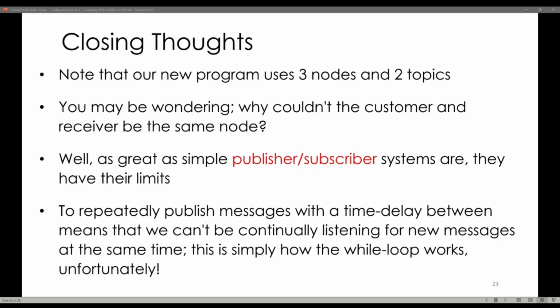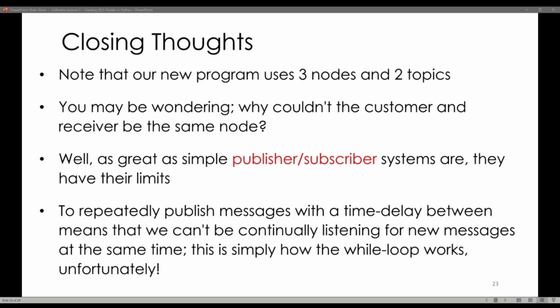Now, note that our new program uses 3 nodes and 2 topics. You may be wondering, it would make a lot more sense to just have the customer and receiver be the same node, right? I mean, the customer is the one making the orders after all, so surely they'd be the one that wants to receive the squared numbers. It just seems much more efficient doing 2 nodes.